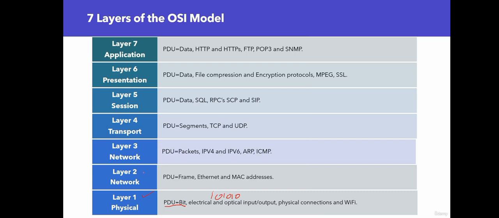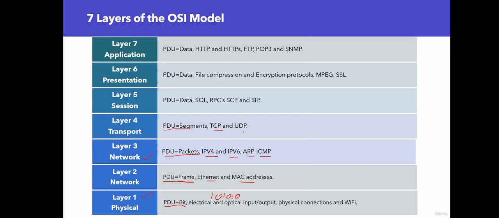Then we have layer 2, the data link layer, where our protocol data unit is called a frame. This is where the Ethernet and the MAC addresses are held. Then we have layer 3, which is our network layer, and the PDU is packets. This is where you've got your IPv4, your IPv6, your ARP, and your Internet Control Message Protocol, or ICMP, also reside.